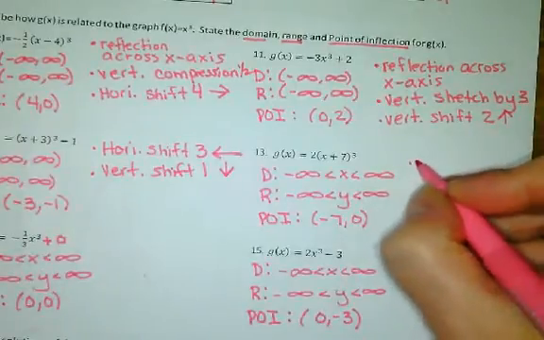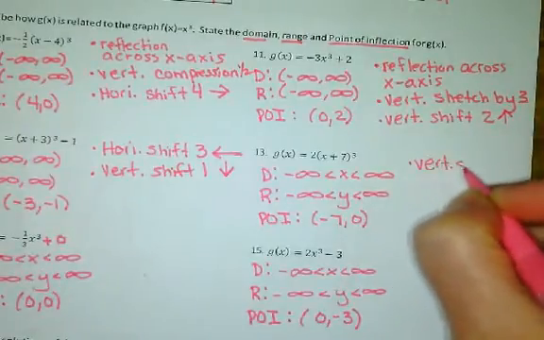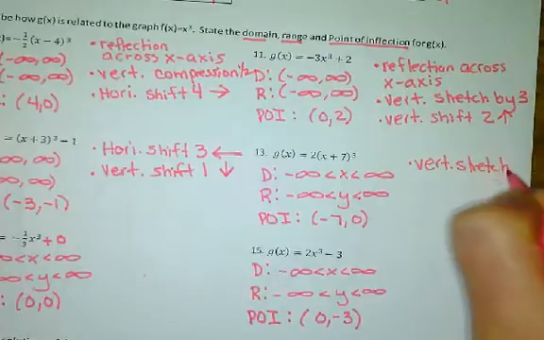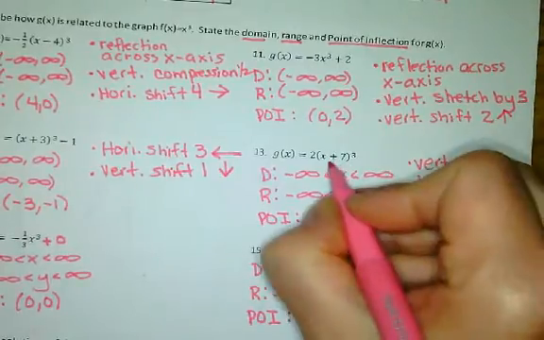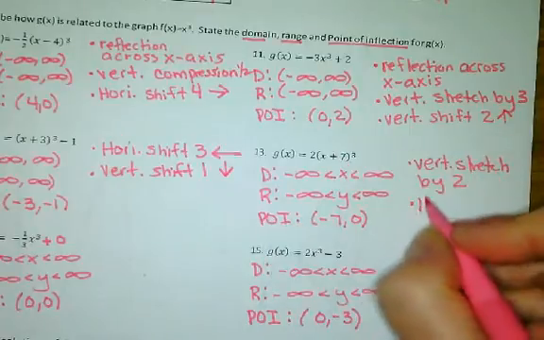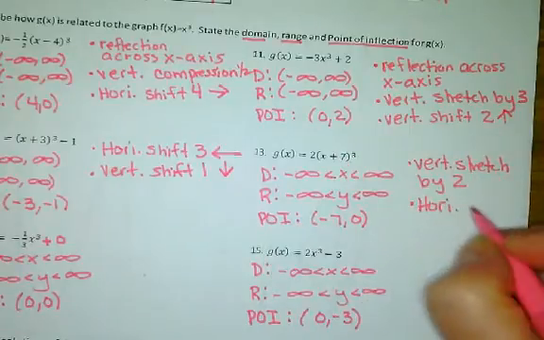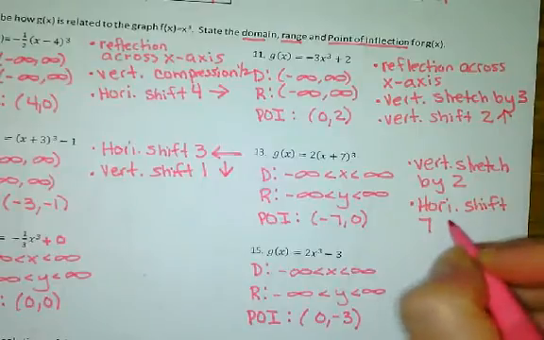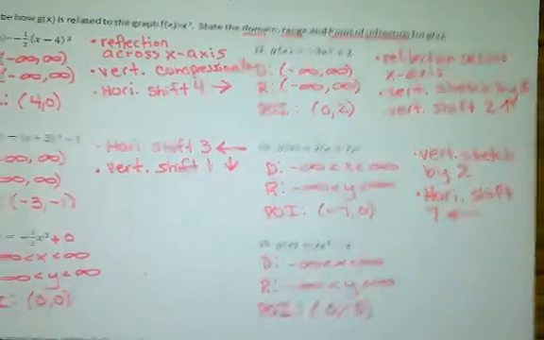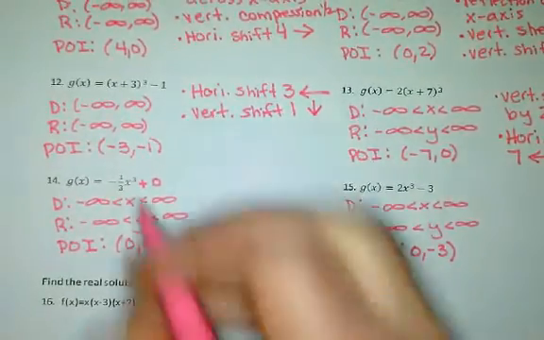All right, number 13, it's a +2, so it's not a reflection. So because it's a 2, this one is going to be a vertical stretch by a factor of 2. And I also have something happening on the inside, so remember that's your horizontal. So this is your horizontal shift 7 to the left.